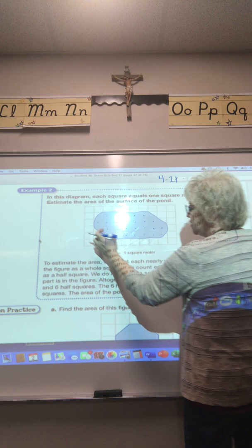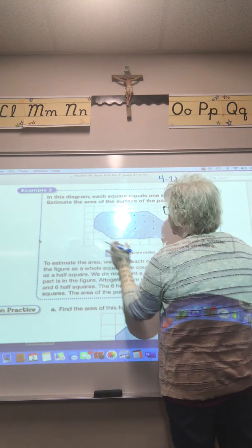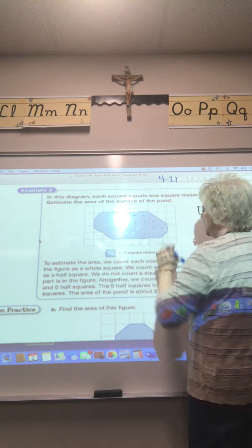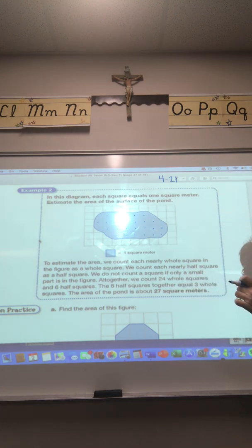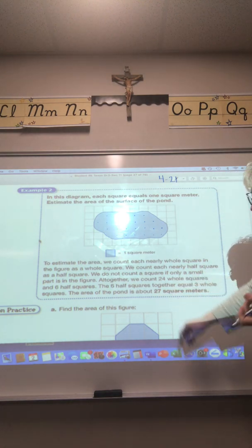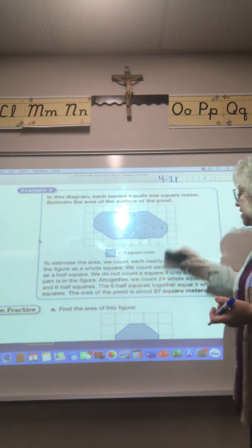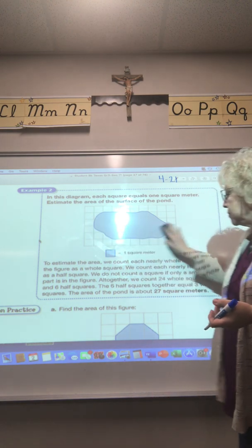We could combine these two together and get 26. We could combine these two together and get 27. So we could say the area of the pond is about 27 square meters.